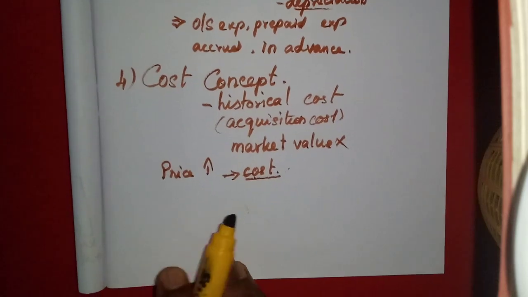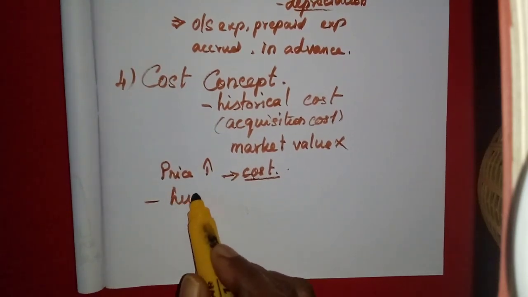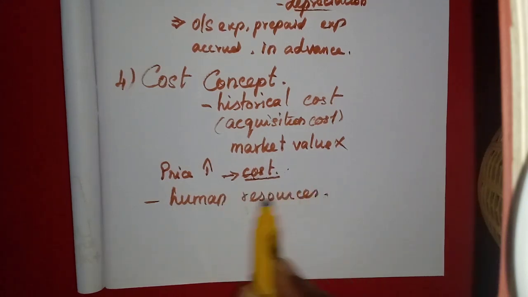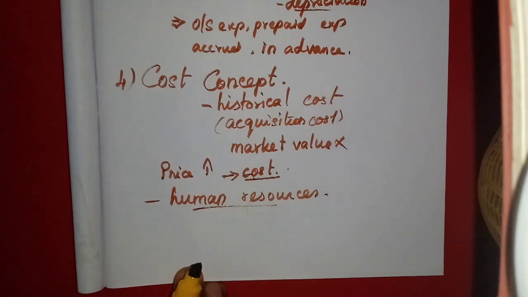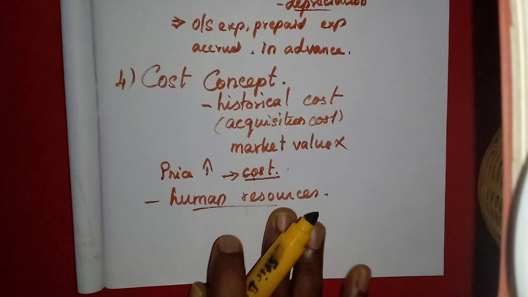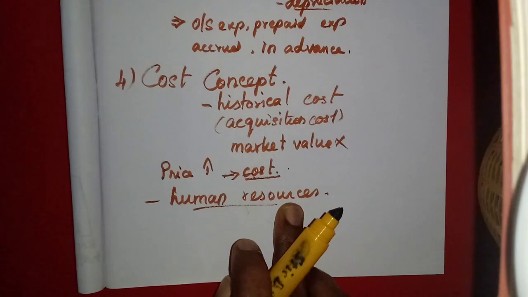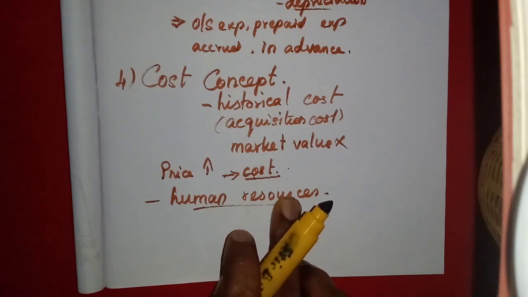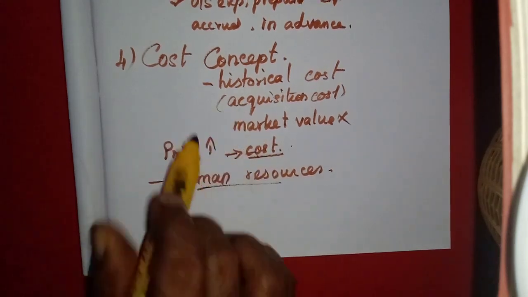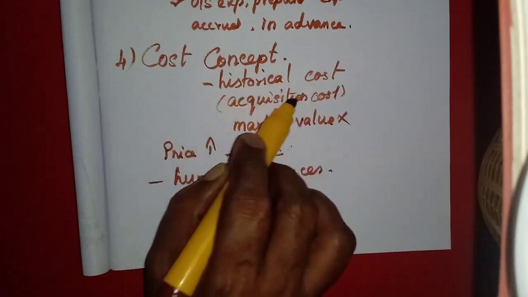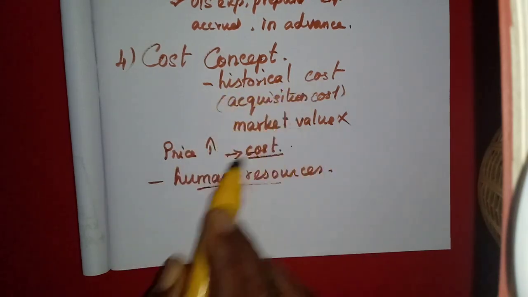So we cannot have a comparison between these assets bought on different dates. Then one more asset, that is human resources. Here we never pay any cost to purchase them. So human resources cannot be valued at cost, and we can never enter human resources as an asset in the business concern because of this cost concept, because human resources do not have any acquisition cost. So you might have understood the cost concept. All the fixed assets are recorded only at their historical cost, or the acquisition cost, or the original cost.